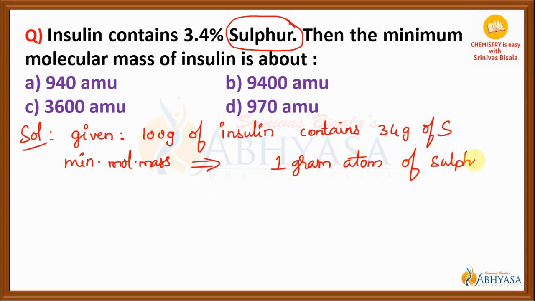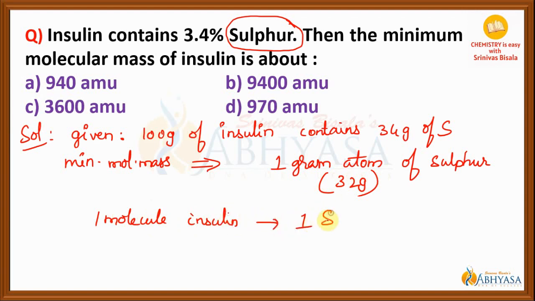And what is the value of 1 gram atom of sulfur? This is nothing but 32 grams of sulfur. If you take one molecule of insulin, definitely there should be one sulfur atom. It cannot be 0.25 sulfur atom or 0.5 sulfur atom. Minimum it will be one sulfur atom in one molecule of insulin.